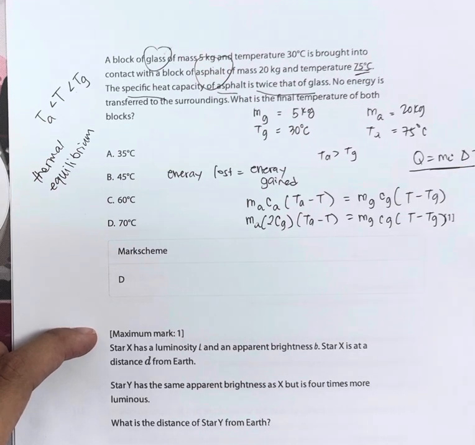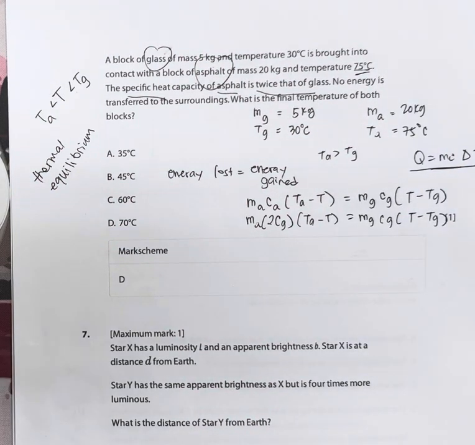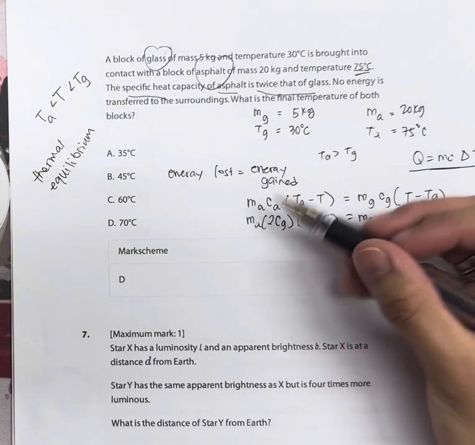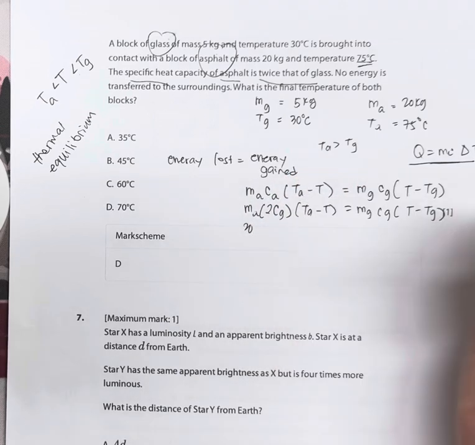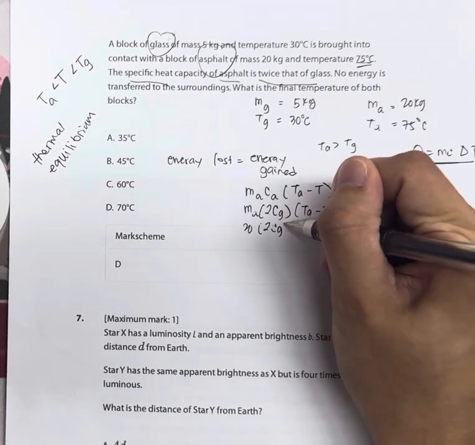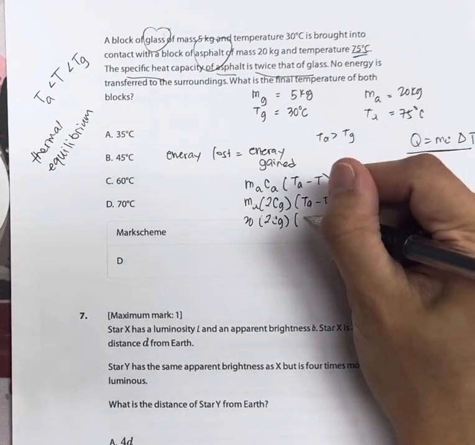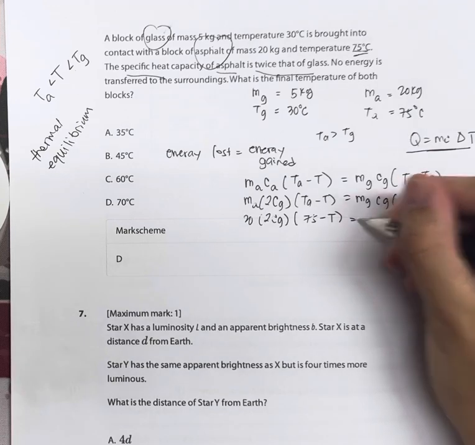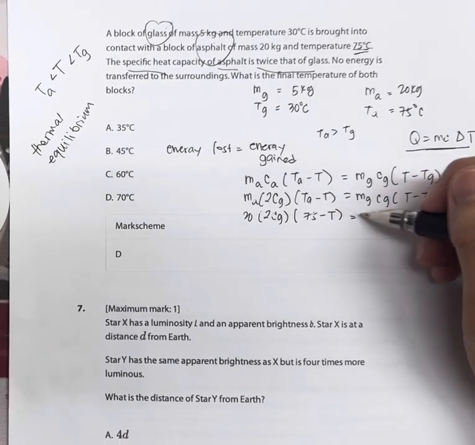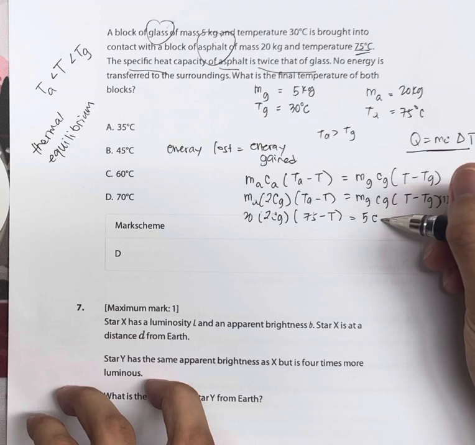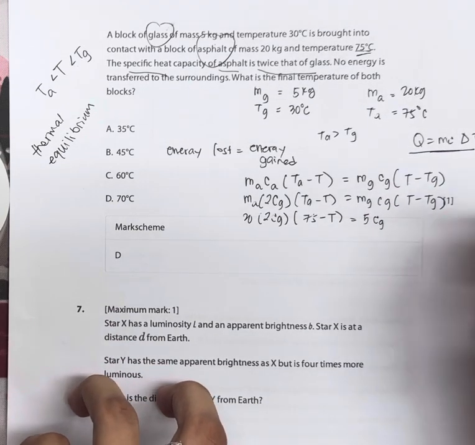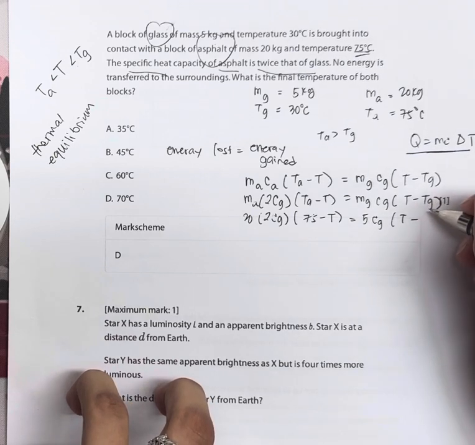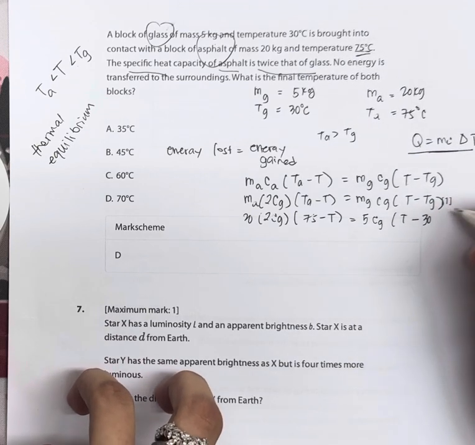Okay, now I can narrow this down further by substituting the information that I know. I know that the mass for asphalt, the asphalt block, is 20 kilograms. 2Cg, the temperature of asphalt is 75, minus that particular temperature that we don't know, equals the mass of glass, which is 5, the specific heat capacity, the temperature that we don't know, and the temperature of glass, sorry, which is 30 degrees Celsius.